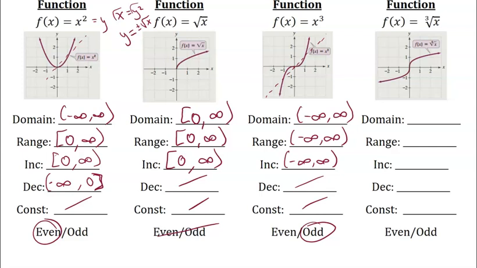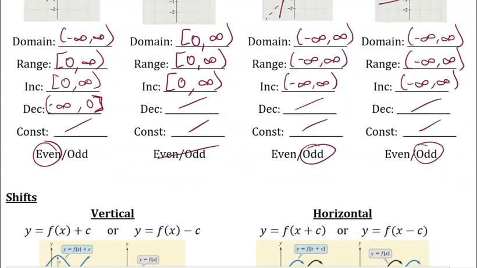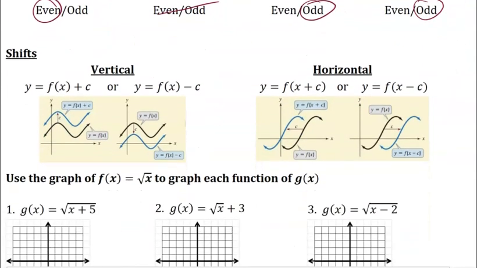Okay, so the domain and range are the same. Still negative infinity to positive infinity. It is increasing everywhere, decreasing nowhere, constant nowhere, and it is odd. Okay, so those functions you need to have memorized. They're going to come up a lot. We're going to use them a lot. You need to know what that parent function looks like. You need to know its domain and range, and then you need to be able to apply transformations. So that's the next part we're going to look at, is transformations.